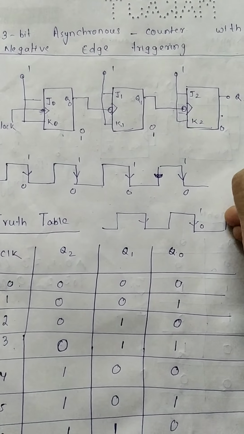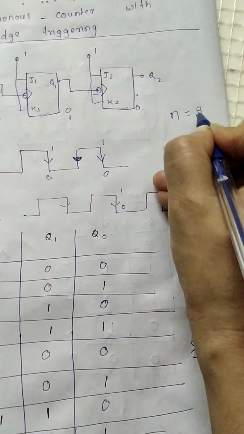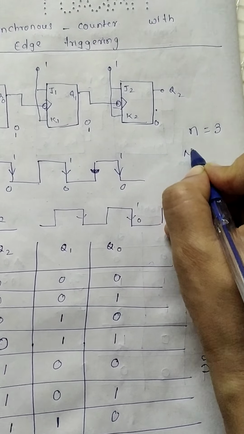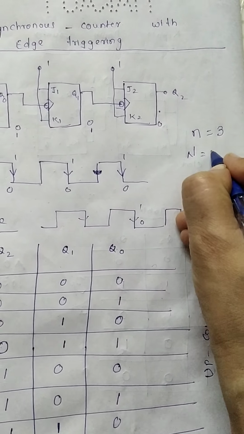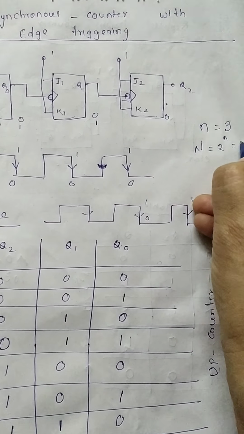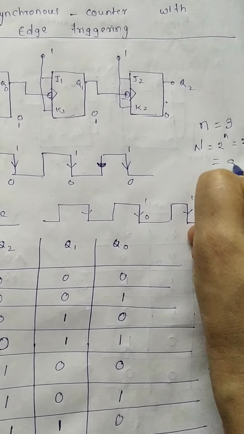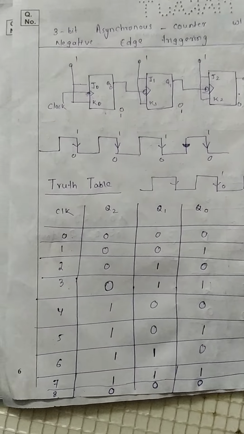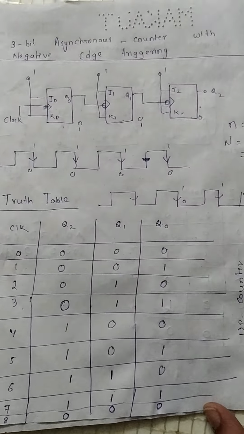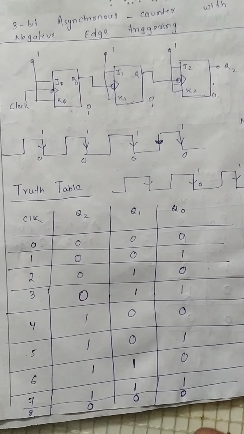Here I have used 3 flip-flops, that means n is equal to 3. So what would be the number of possible states? Capital N is equal to 2 to the power n, that is equal to 2 to the power 3, hence that should be 8. So now we will see that by giving the clock pulse what we are getting in the truth table.